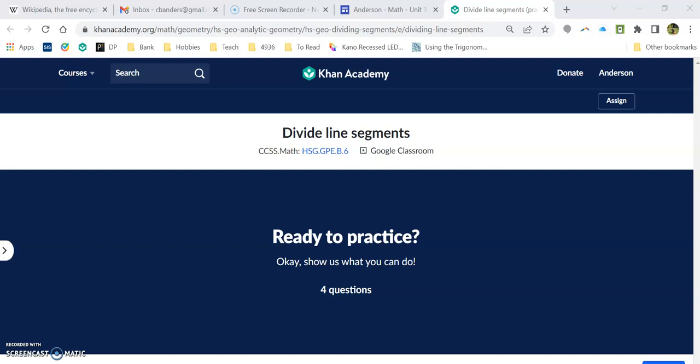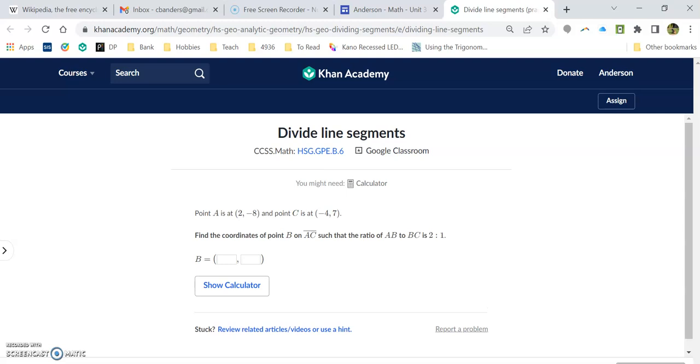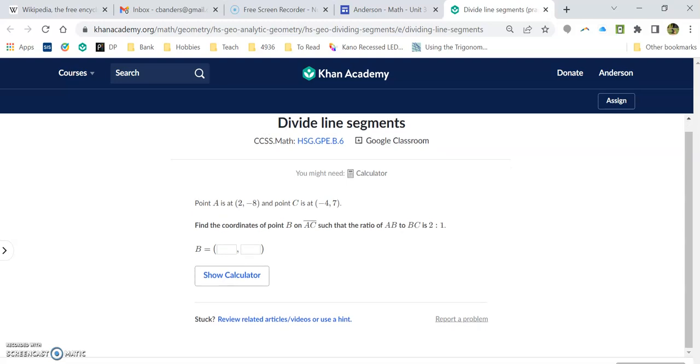All right, divide line segments. This assignment is pretty challenging, so try and pay attention if you can. Get started here. Okay, I'm going to go to Desmos and I'm going to plot these so we can get an idea of what these actually look like.